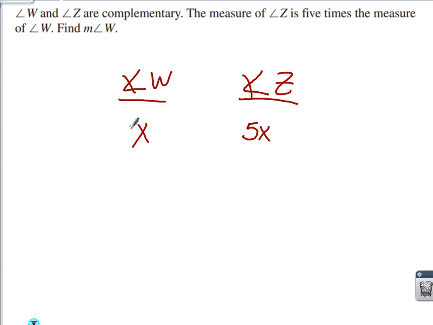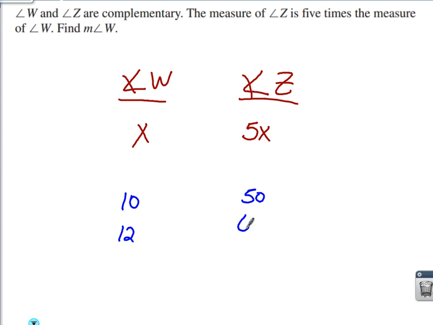Now, one method of doing this, which is by far the worst method, is by using trial and error. Anytime you hear those words in math, you just cringe. Trial and error. You don't like trial and error. With trial and error, we know that these two are complementary. So you can plug in some stuff. You can say, well, what if x is 10? That would make z 50. Are those complementary? No.